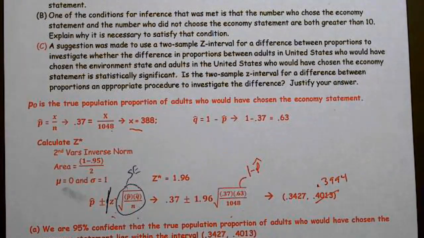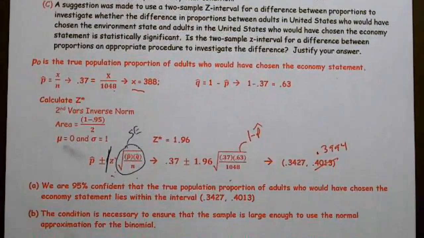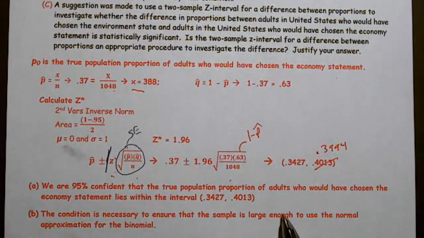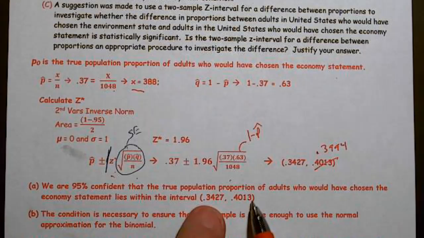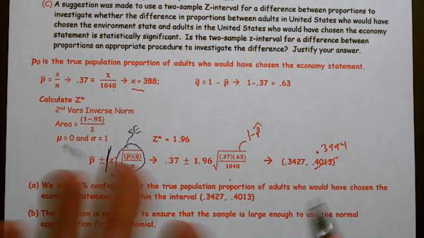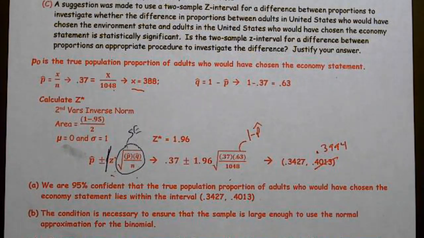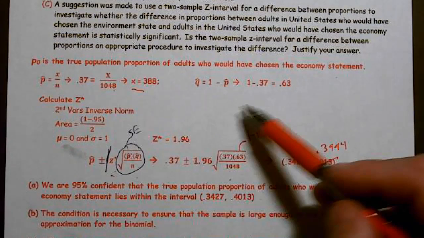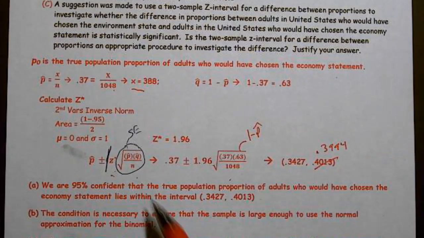Okay. So we are 95% confident that the true population proportion of adults who have chosen the economy lies within this interval. They didn't ask me to make this statement, so I didn't. And by the way, when they say construct a confidence interval, you have to show all this work and you have to explain it in context, even if they don't ask you for it.